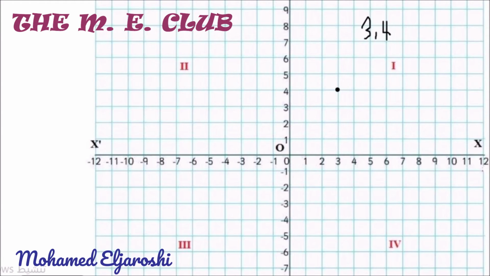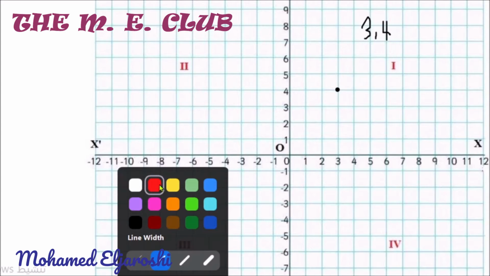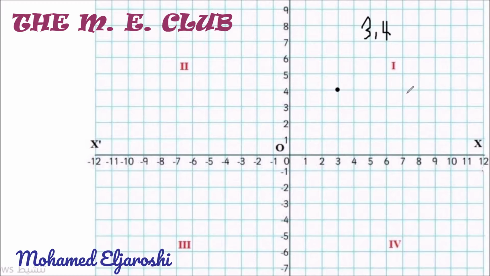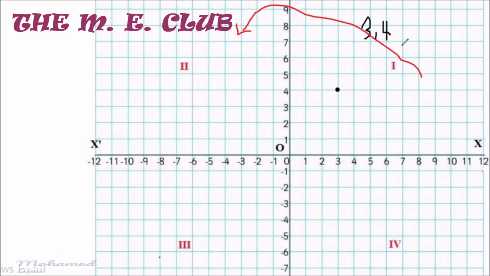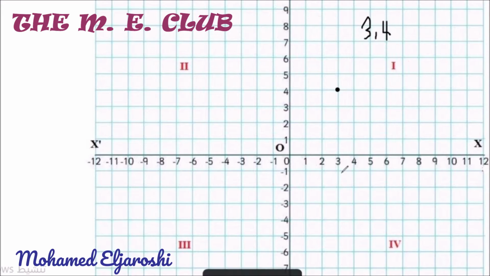For example, if you're going to rotate it 90 degrees anti-clockwise, it's going to be this way. And if you want to rotate it 90 degrees clockwise, it's going to be this way. Now, it doesn't matter if you rotate it clockwise or anti-clockwise, as long as it's 90 degrees.